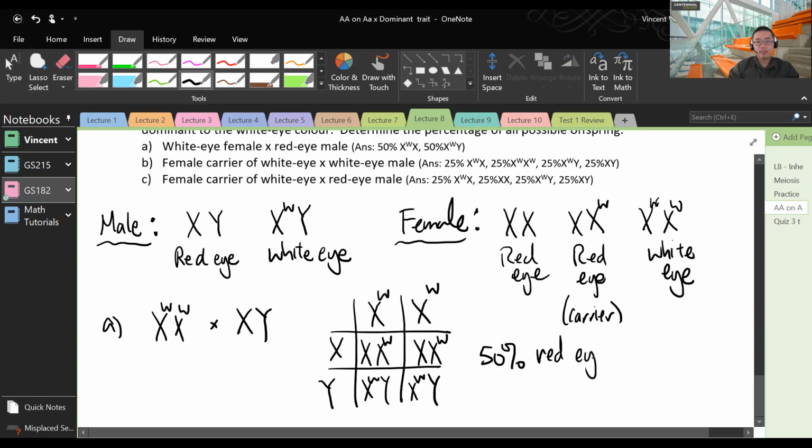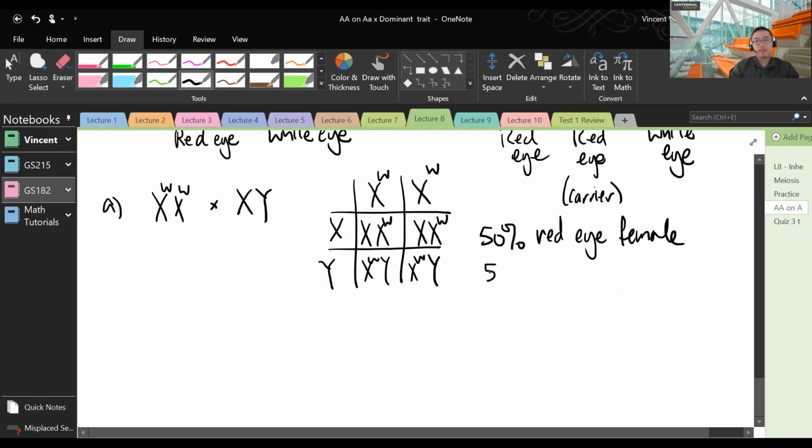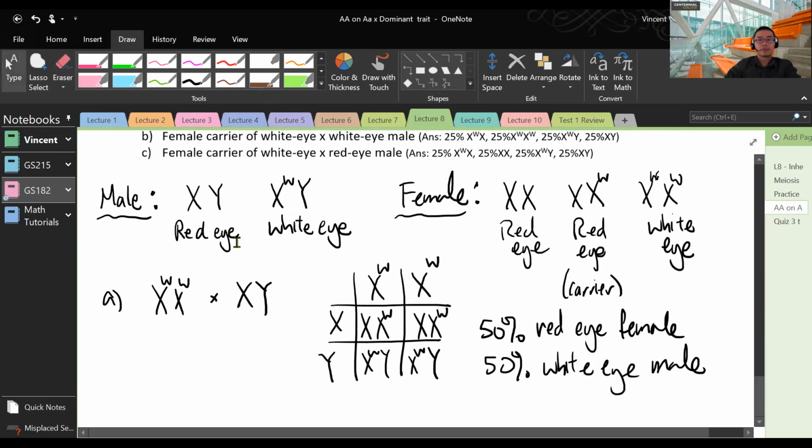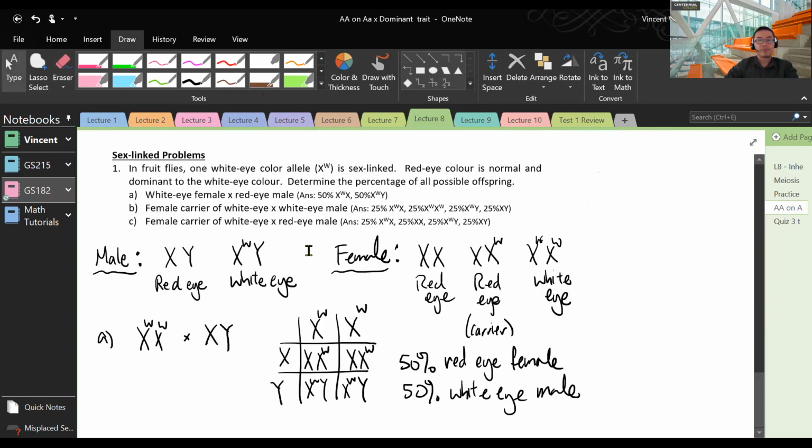So you will have a 50% chance of getting red eye female, 50% chance of getting white eye male. So in other words, all the females will be red eye. All the males will be white eye. All right. Any questions?